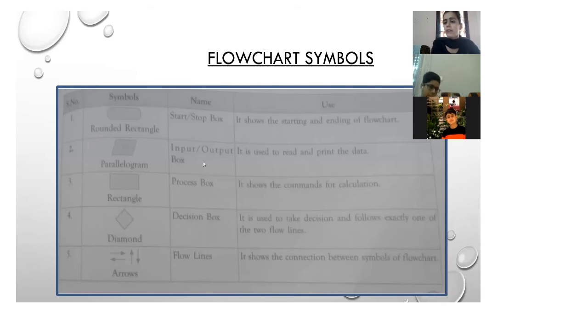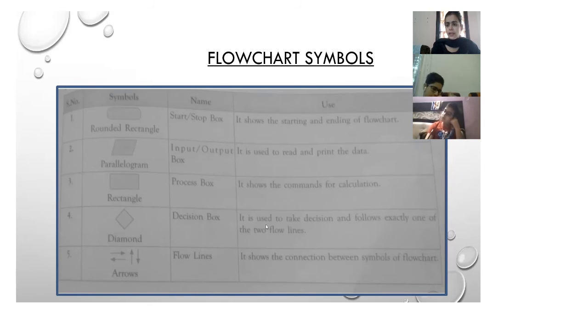Input-output box. It is represented with the help of a parallelogram. It is used whenever we want to take any input or whenever we want to print any output or any data. Clear? Rectangle-shaped symbol is called your process box. Process box is basically used whenever we have to perform some calculation work. Clear?